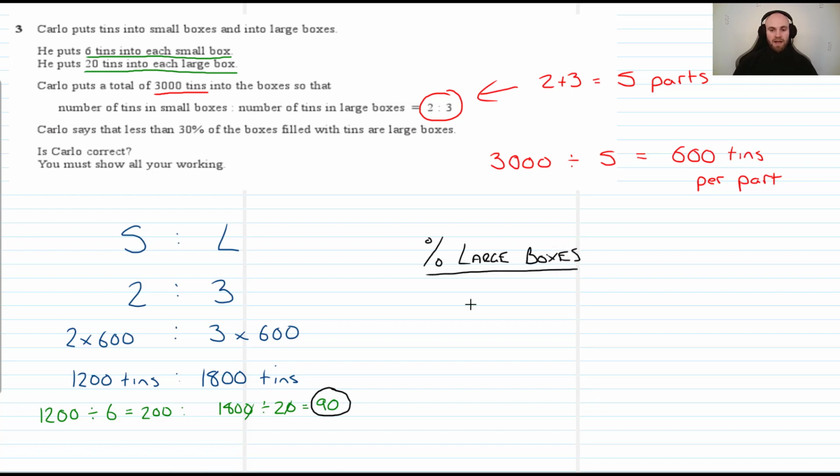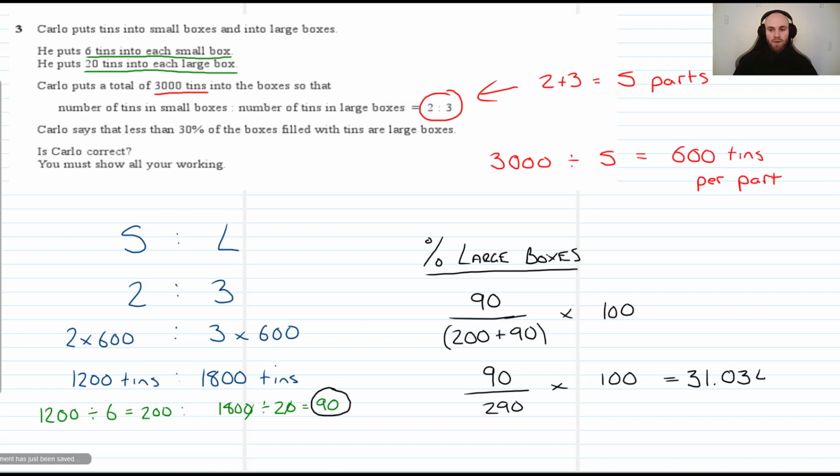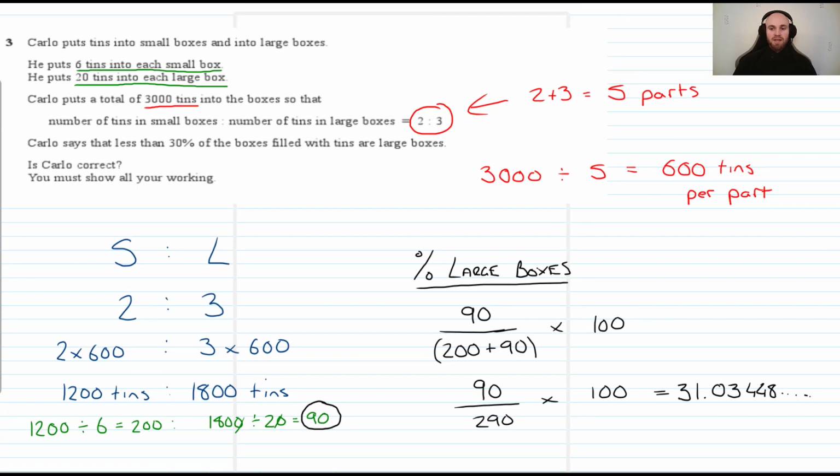So we're going to have the 90 large boxes divided by the total small boxes plus the total large boxes, which is 200 plus 90, and then multiply by 100 to give you the percentage. So 90 over 290 multiplied by 100 is going to give you a percentage which you will need your calculator for. As you will see, it's going to be 31.03448 and so on, which is going to give you 31.03% to 2 decimal places.